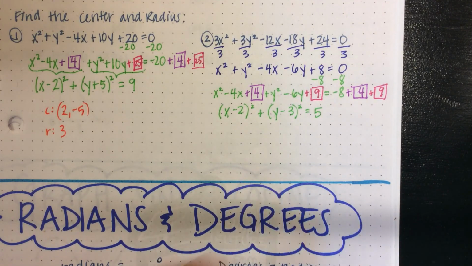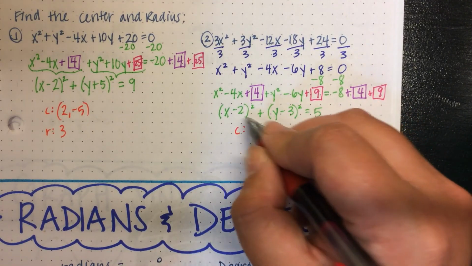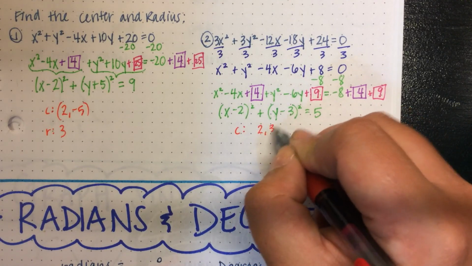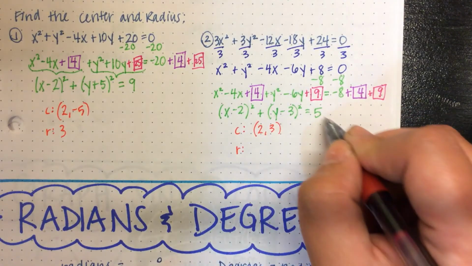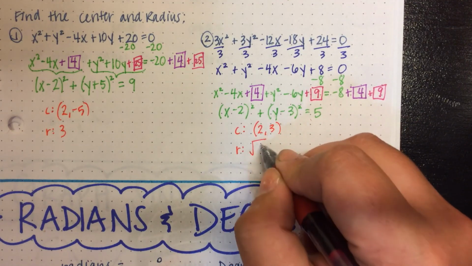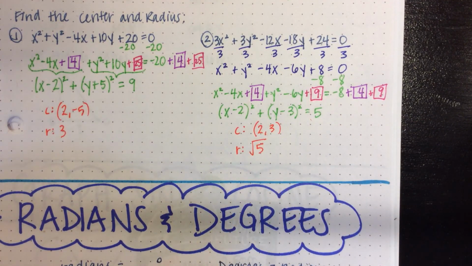From here, I can go ahead and get my center and my radius. And my center is at a positive 2, positive 3. And the radius, 5 is not a perfect square. So we're going to leave that as just the square root of 5, right? No ugly decimals unless it specifically asks you to and tells you where to round.